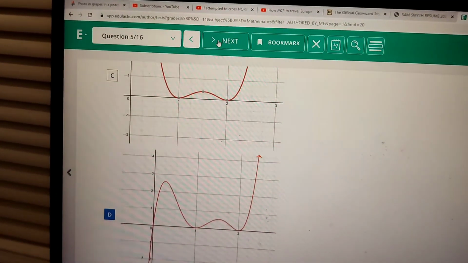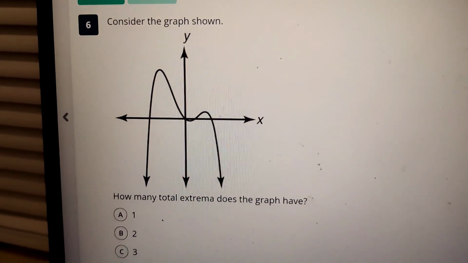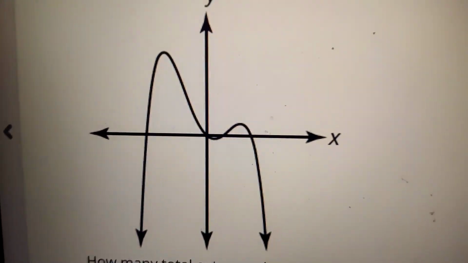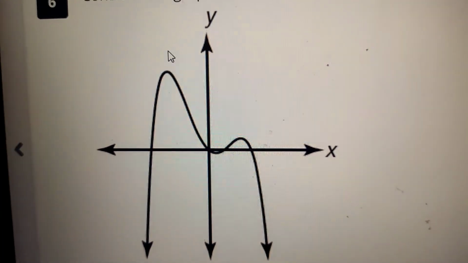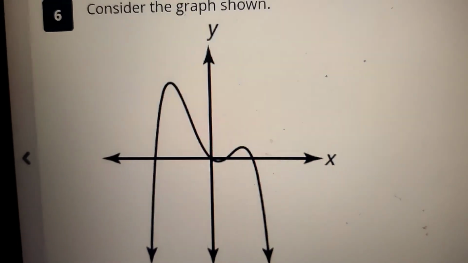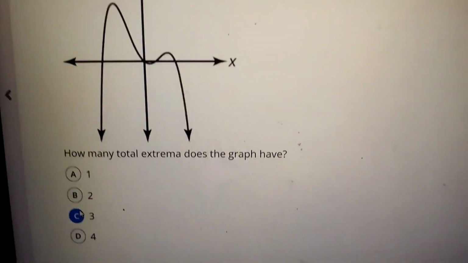All right, next question. How many total extrema does the graph have? Pretty easy, guys. We're just counting the number of turns, peaks and valleys, right? So 1, 2, 3. So that's it. 3 total extrema. Another easy one there.